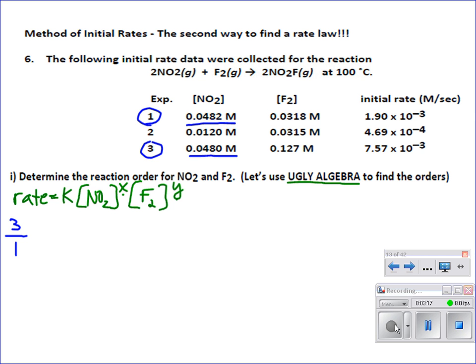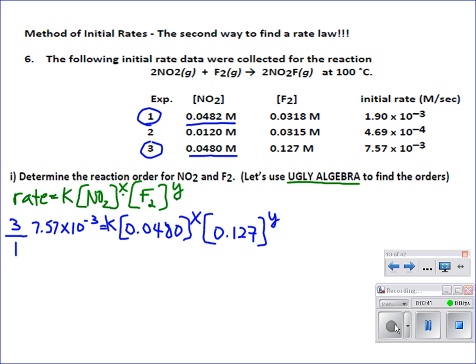I know rate, so rate of experiment 3 is 7.57 times 10 to the negative 3 equals, I don't know K. The concentration of NO2 in experiment 3 is 0.0480. I don't know the order, so I put X, and then the concentration of F2 in experiment 3 is 0.127, and I don't know the order there either, so I'm going to call it Y. Everyone see what I did there? So now I'm going to repeat it and do it for experiment 1.